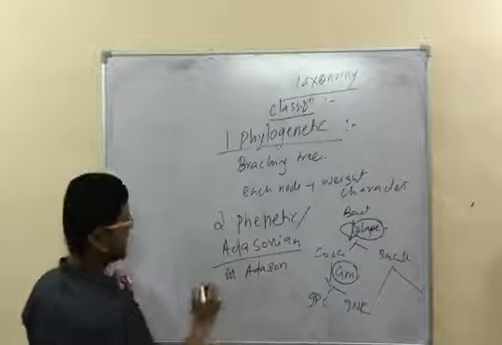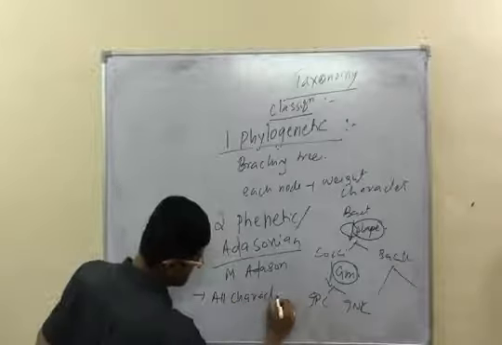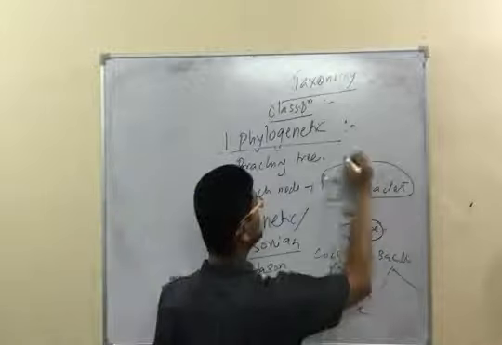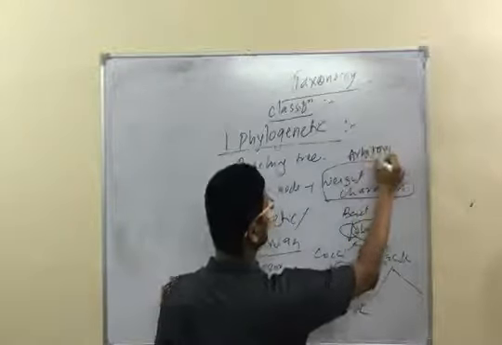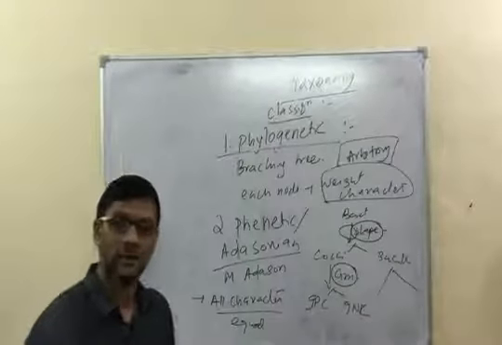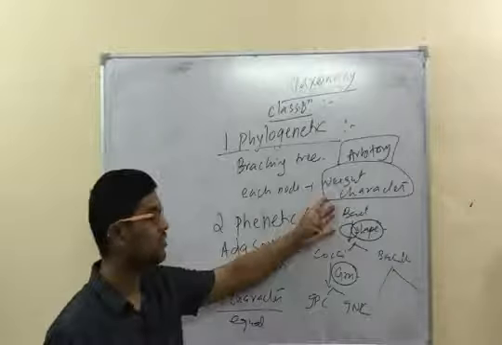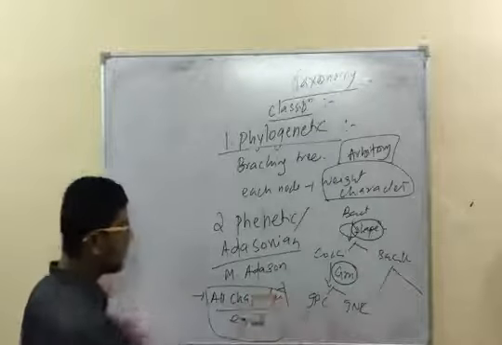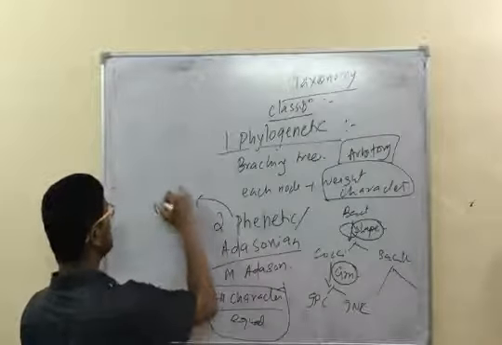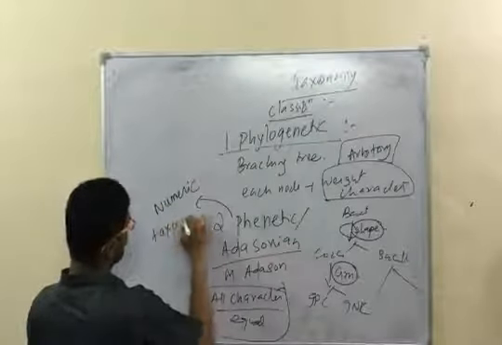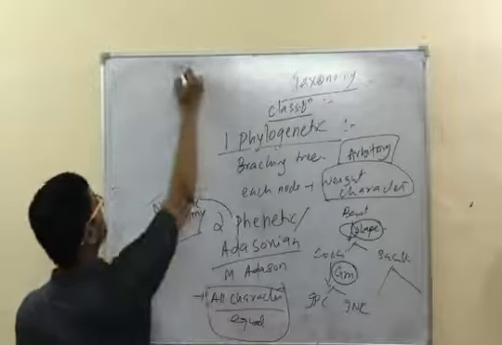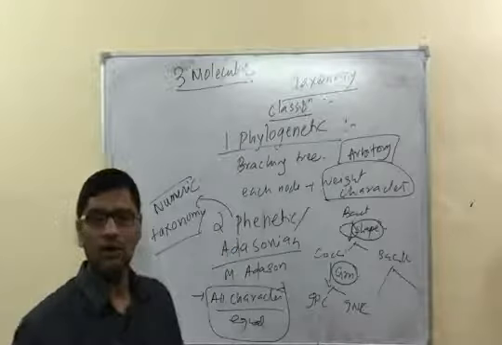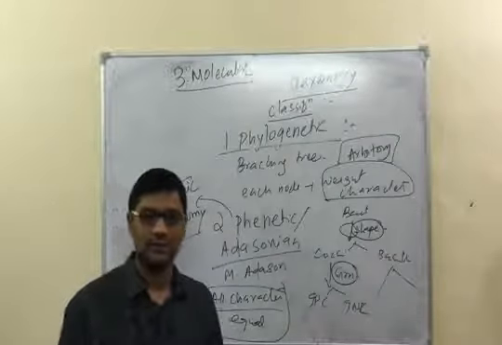According to this, all characters are given equal weightages. They say that why give more weightage to a particular character? This weighing is totally arbitrary. Whichever character you think has more weightage, you just blindly give more weightage. So why give arbitrarily more weightage to some character and less to some other? So according to this phenetic or Adansonian classification, all characters are given equal weightage. And this classification is basically used in numeric taxonomy. And the third and the most acceptable classification is molecular classification, which classifies the bacteria based on the genetic constitution of the bacteria.